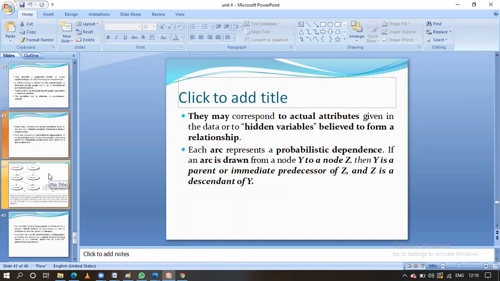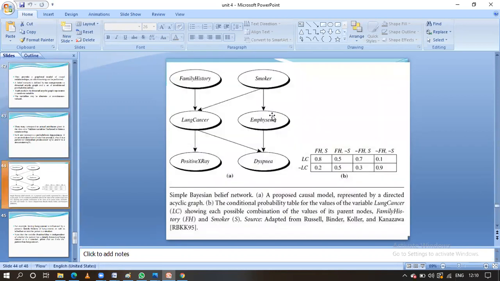In the Bayesian belief network, we have to use two things. One is the directed acyclic graph, and the second one is the conditional probability table. Here are the two pieces of information. This is the directed acyclic graph, and this is the probabilistic table, the conditional probability table.